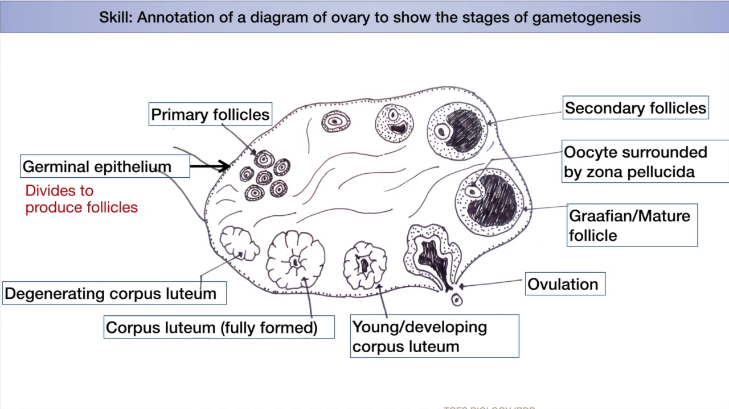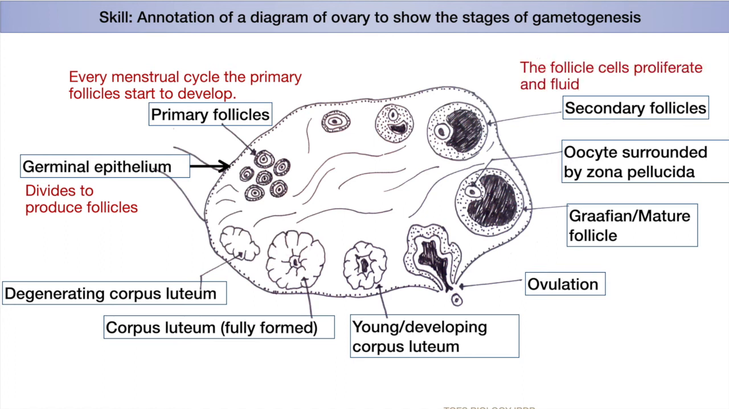So here the germinal epithelium divides to produce the follicles, that is the follicle cells. The primary follicles are the ones that develop every menstrual cycle and form the secondary follicle. This secondary follicle is the one that proliferates and has a cavity inside. It encloses the oocyte surrounded by the zona pellucida.